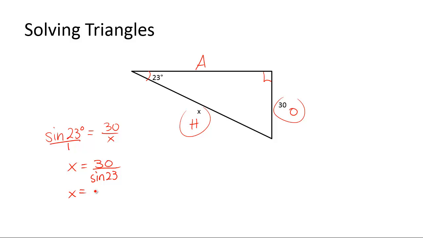Remember, sine 23 is just some number that you need to use your calculator to find. It has been programmed into your calculator. And finally we find it to be 76.8.